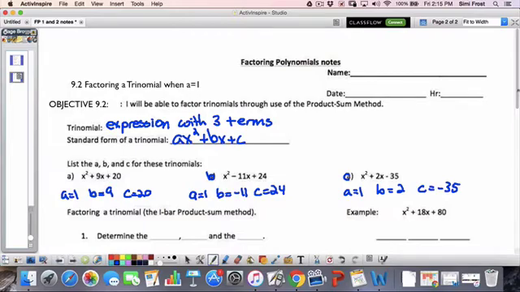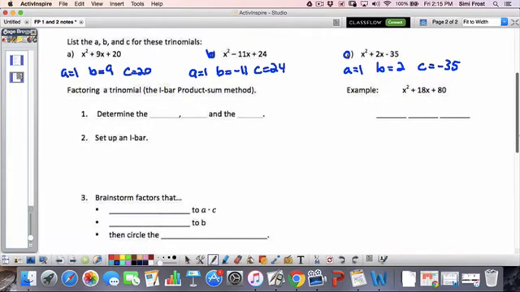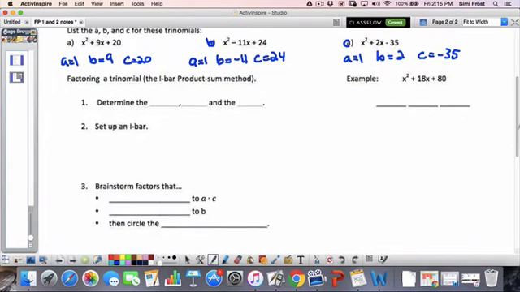All right, this is going to lead us into the product sum method, and I use a little kind of graphic organizer. Every teacher teaches this differently, but I've found that by having this little graphic, it's just a good way to brainstorm for your factors. And I'll show you what that means in just a second, but I call it the I-bar method, and you'll see why in just a moment. So your first step here is to determine the A, B, and C from our example here. So our A is 1, our B is 18, and our C is 80.